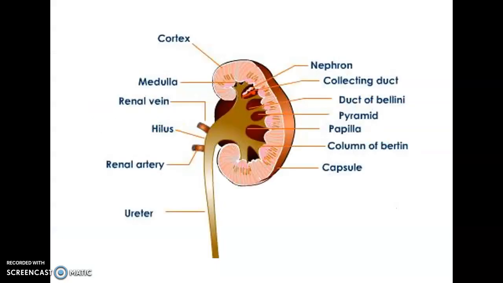That brings us to the next part of the kidney, and that is the columns of Bertini. Now, we know that the cortex is the outermost region, but some portion of the cortex enters into the medulla region, and that portion is what we call the column of Bertini. You can see the structure here, right? This is the column of Bertini.